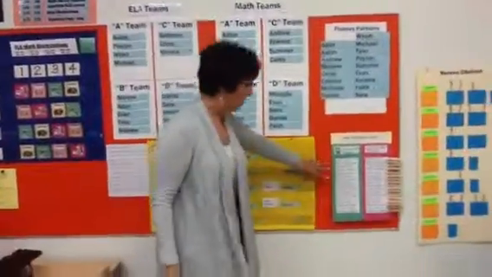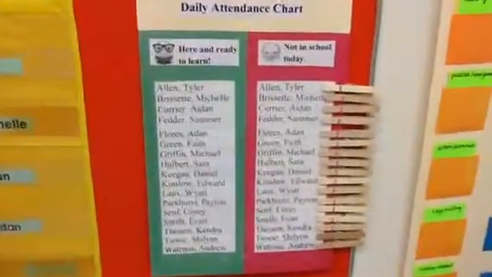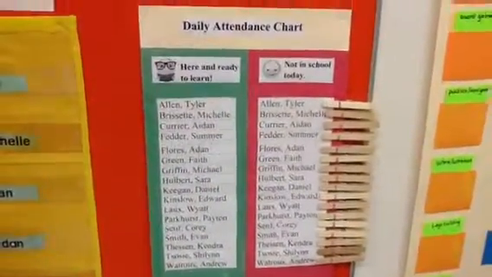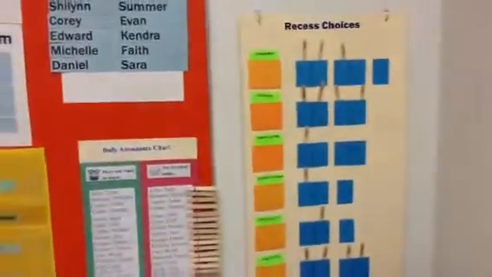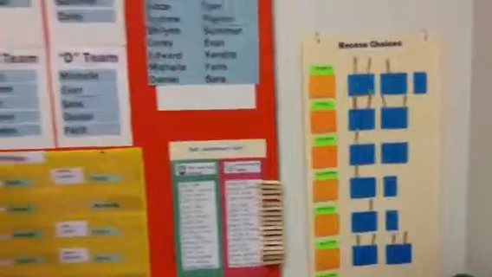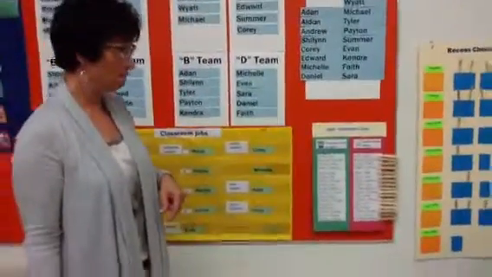The other item I have here is our daily attendance chart. Very simple. There are the students. The minute they arrive in the morning, that's their first task. They move their clips so that I know that they're here for the day. And then they move on to the next activities they have to do in the morning.